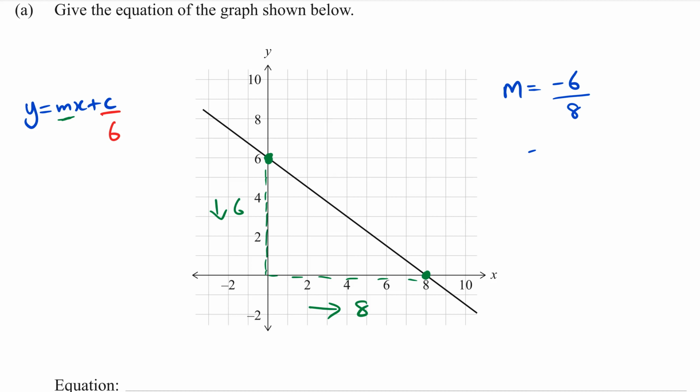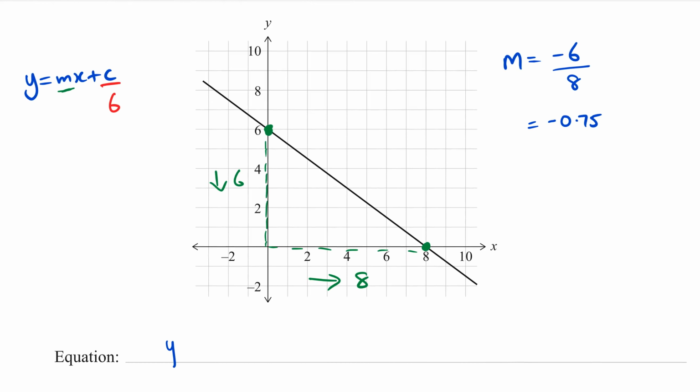So this can be simplified as -0.75. So then our equation is going to be y equals -0.75x plus 6. That basically gets you an Achieved.